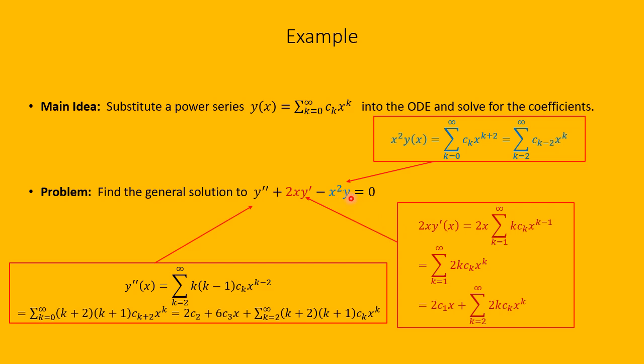Let's look at this term, minus x squared y. X squared y is equal to the sum k goes from 0 to infinity, c sub k x to the k plus 2, because we're just multiplying each of these terms up here by an x squared. That gives us an x to the k plus 2 instead of an x to the k. And then once again, let's re-index this, and we'll get these terms over here.